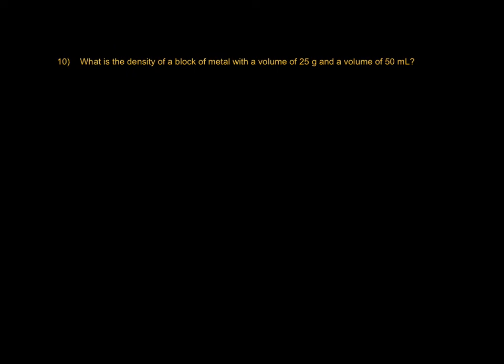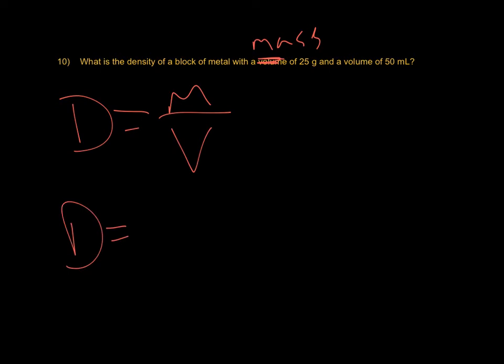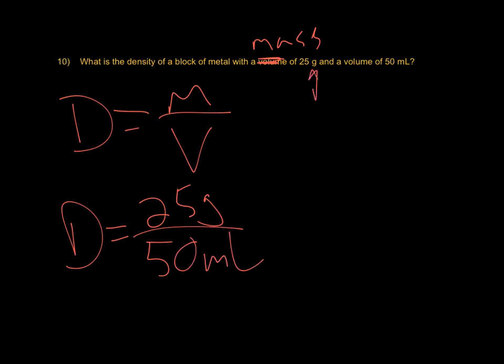What is the density of a block of metal with a mass of, that was another typo, sorry about that. Okay, mass of 25 grams and a volume. So again, density equals mass over volume. So density equals 25 grams over 50 milliliters. Grams is always mass, milliliters or cubic centimeters, that would look like this, that's volume always, so you can kind of figure out which goes where.